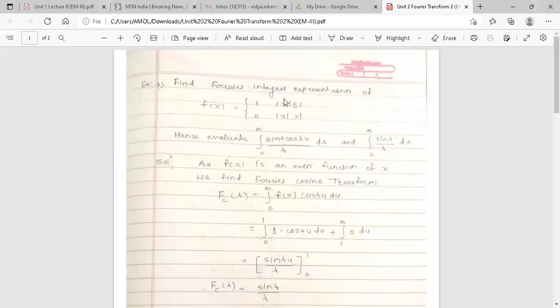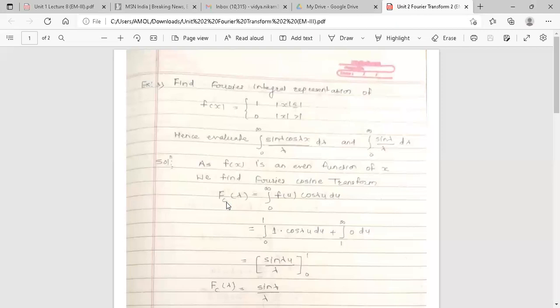The best example of an even function is the cos function. In the cos function, if we replace x by minus x, cos of minus x is again cos x. So if we replace x by minus x and we are getting the same function, then that type of function is an even function. So here, the same case: if we replace x by minus x, we are getting the same function. So f of x is an even function of x here. Okay. So you find the Fourier cosine transform. If the function is even, then we find the cosine transform.